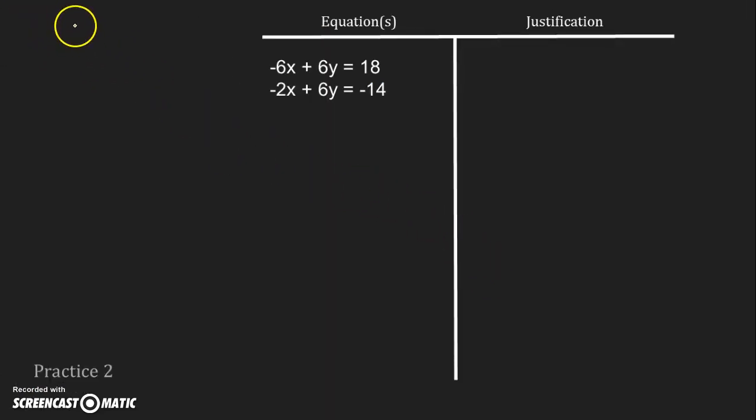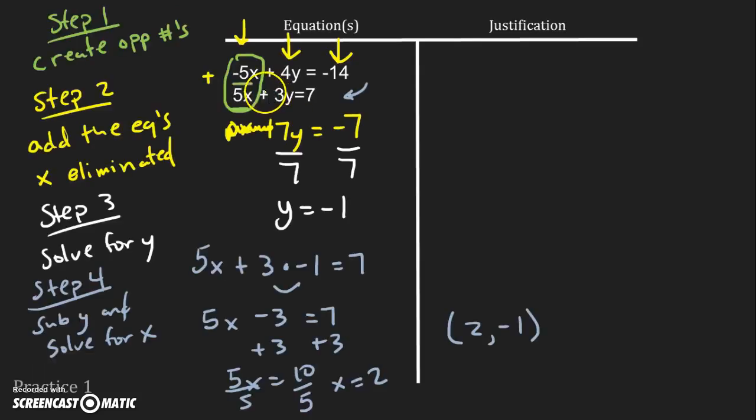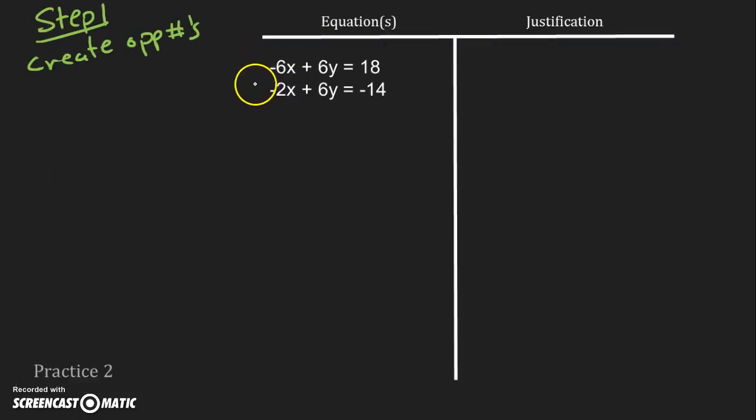This will be the last example that we do today. Here we've got step 1. So we've got to create opposites. Now if you look at these equations, we do not have opposites that were created. In the last equation we had -5 and 5. Those opposite numbers were given to us. Here we've got -6 and -2. Those aren't opposites. And we've got +6 and +6. Those aren't opposites, but they are the same number. So creating opposites is very, very easy here.